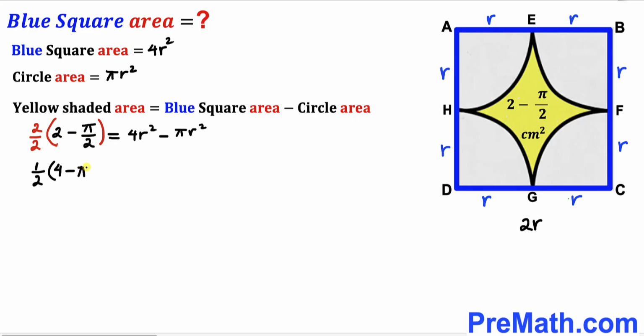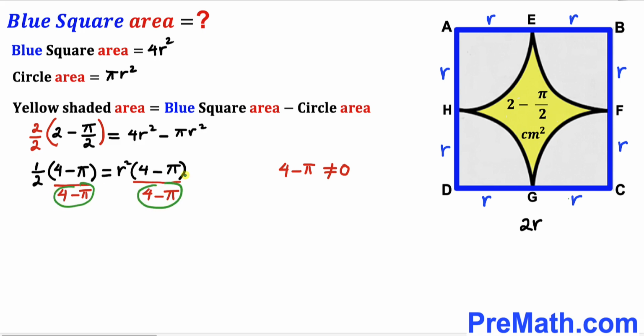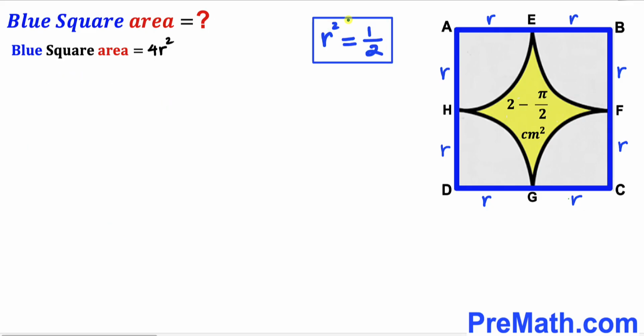On the right hand side we can see r square is in common, so I'm going to factor out r square and write down 4 minus pi in the parentheses. In this next step, I'm going to divide both sides by 4 minus pi, and please bear in mind that 4 minus pi must not be equal to 0. So therefore, the 4 minus pi on both sides cancel out. We end up with simply r square equal to 1 divided by 2. Thus our lowercase r square value turns out to be 1 divided by 2.